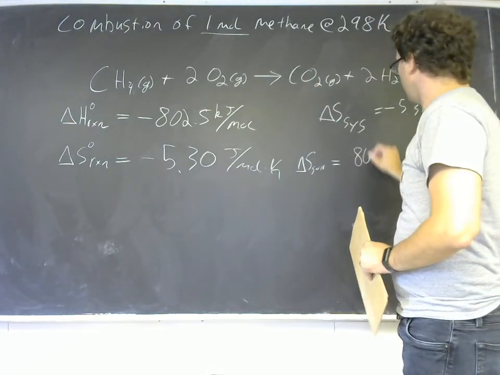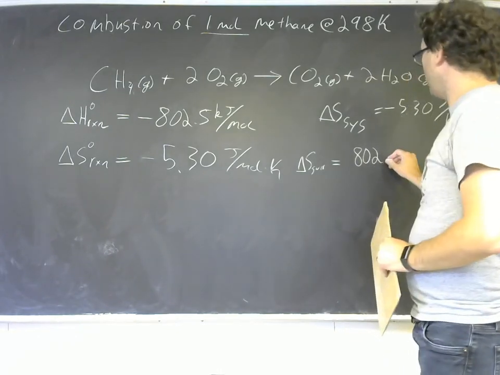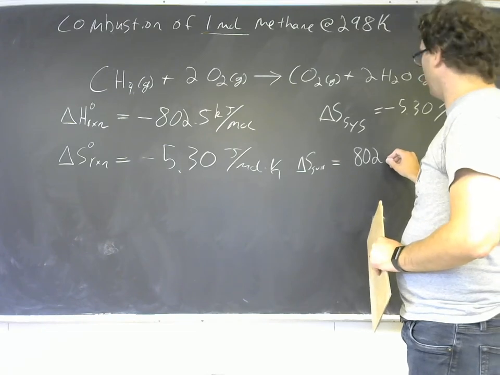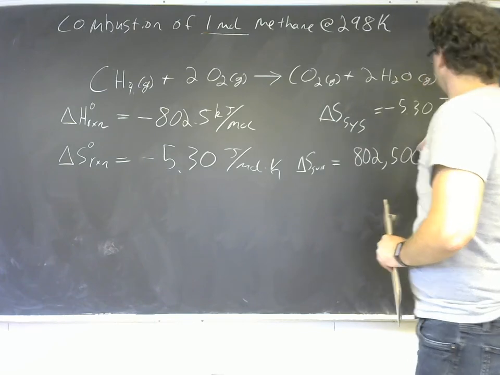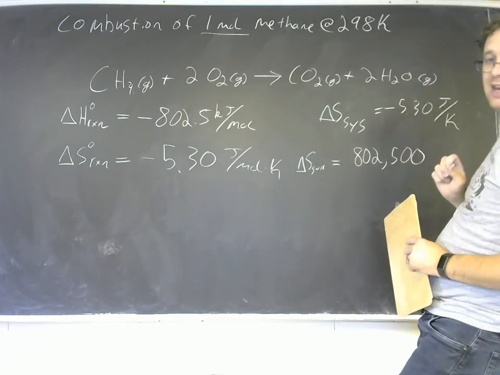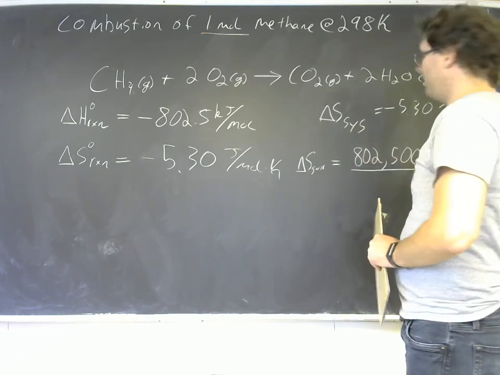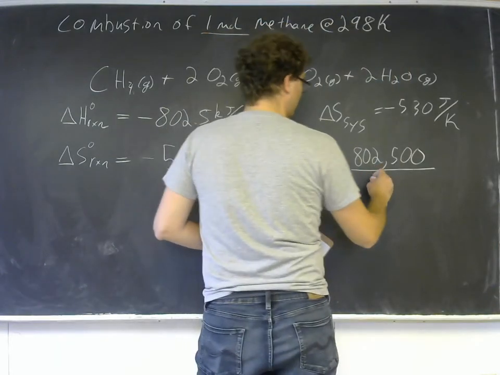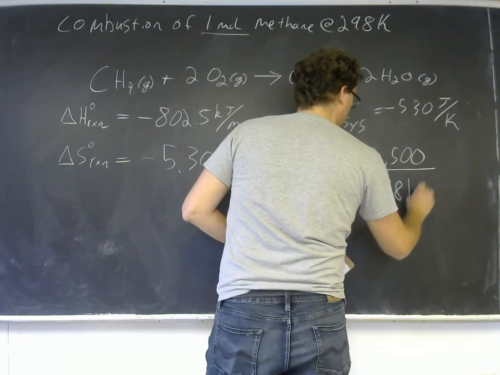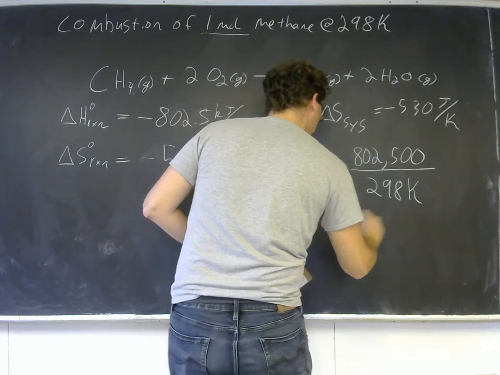That's a negative of negative 802.5 kilojoules per mole. I'm going to go ahead and convert that from kilojoules into joules so that it will match the units we have with the delta S. So 802,500 joules per mole times 1 mole is just 802,500 joules, and we'll divide that by 298 Kelvin.